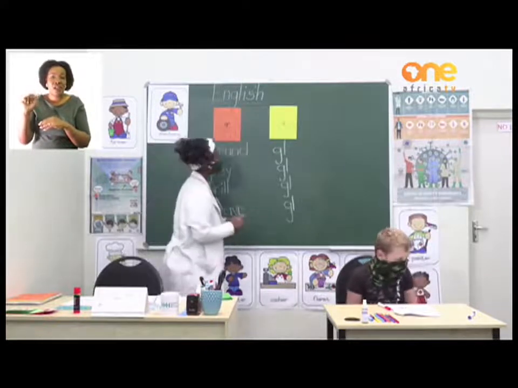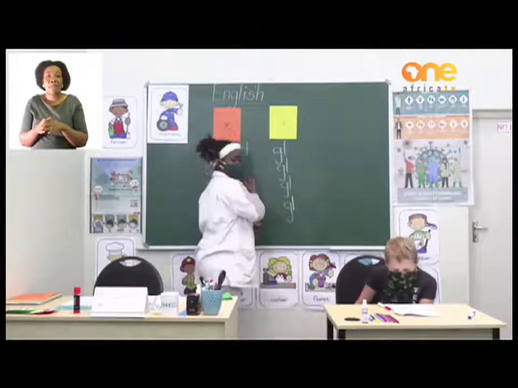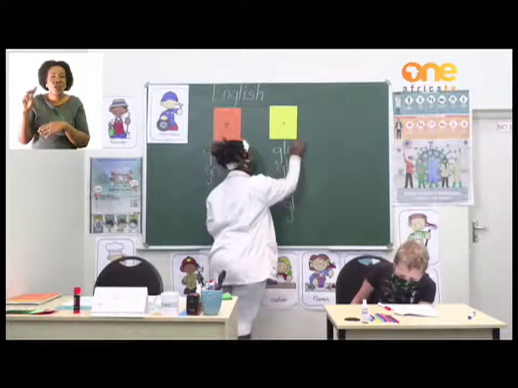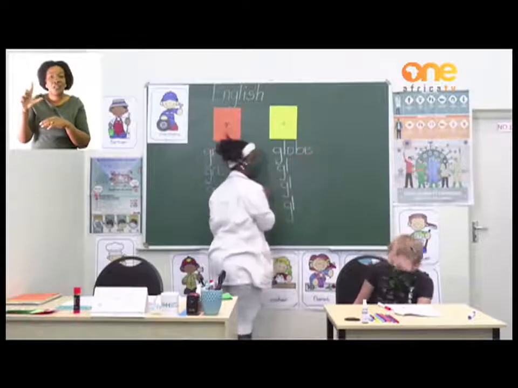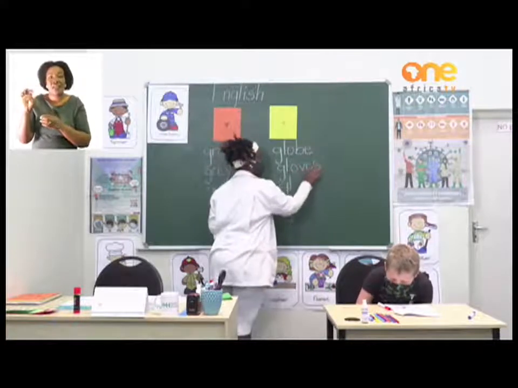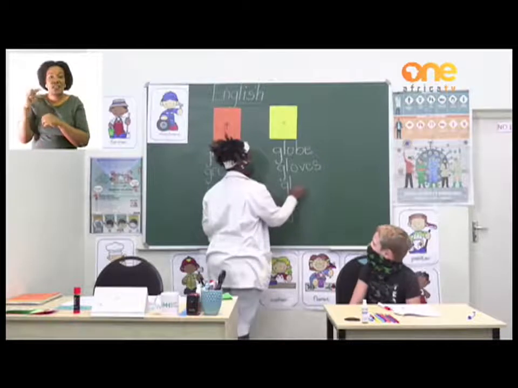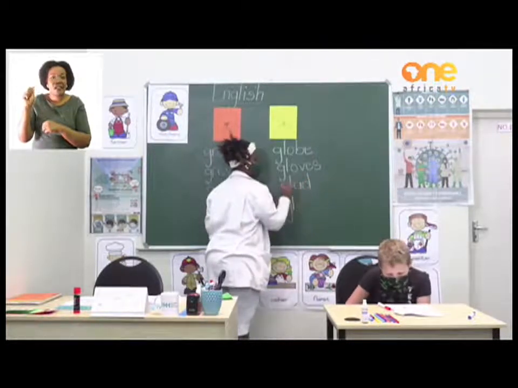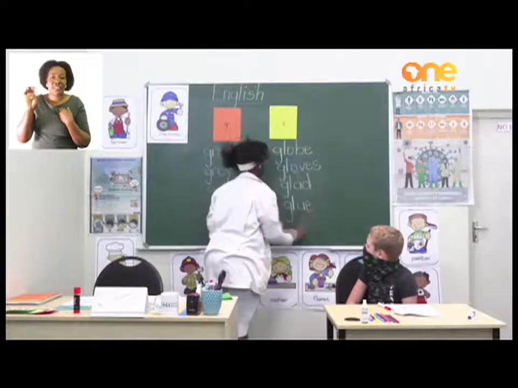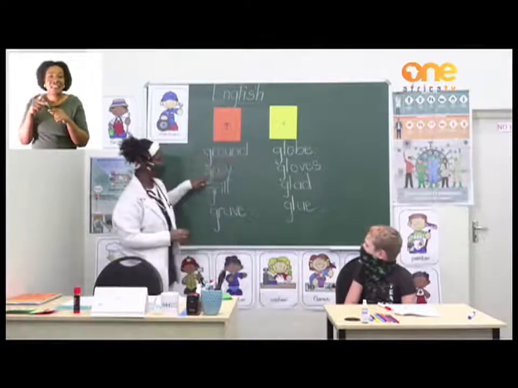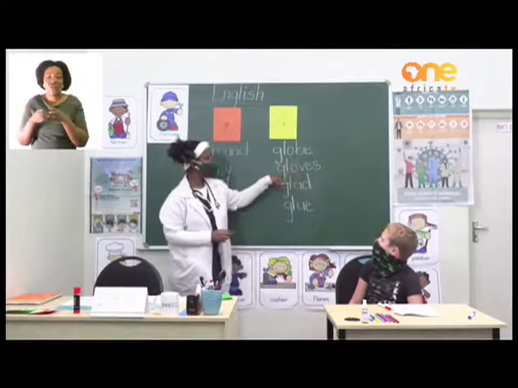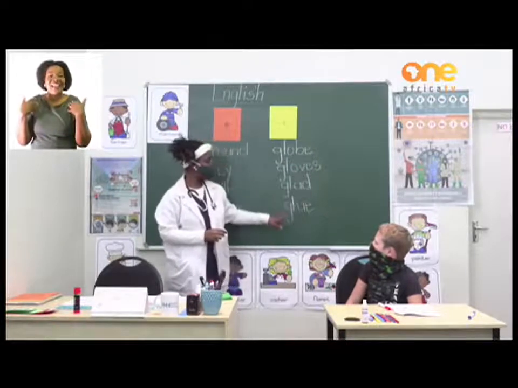Grave. All right, let's move over to the gl sound. Gl. Let me have a word. Glow. Let me have another one. Gloves. Let me have another one. Glad. And another one. Glue. Very good. Let's read the words again. Ground, gray, grow, grave, globe, gloves, glad, and glue.